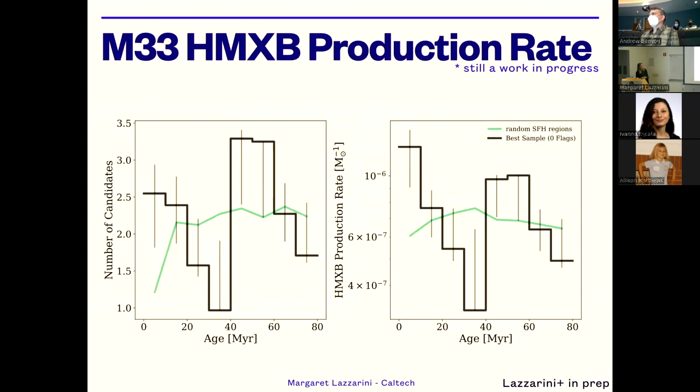So you can see M33 has this high HMXB production rate at these young times, and then it also has another peak in that 40 to 50 million year range. So this age distribution very much matches.